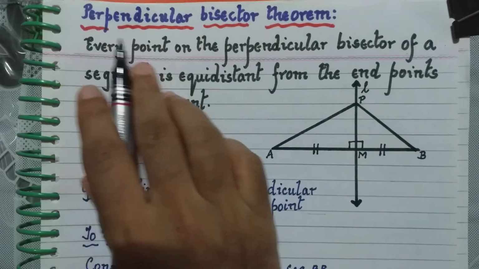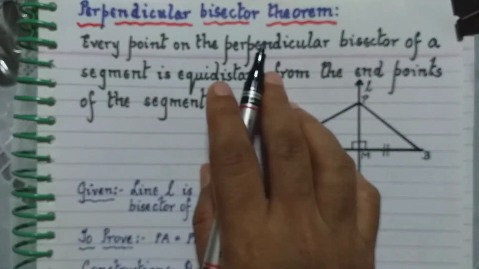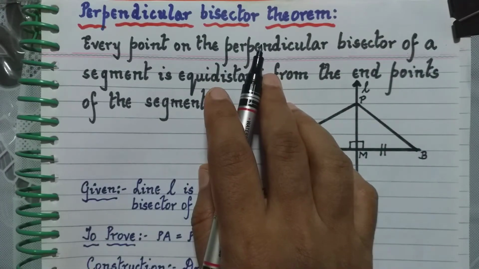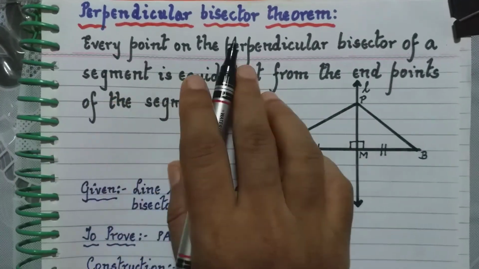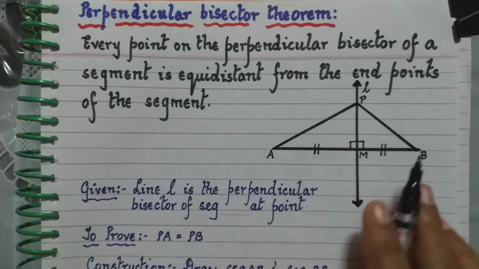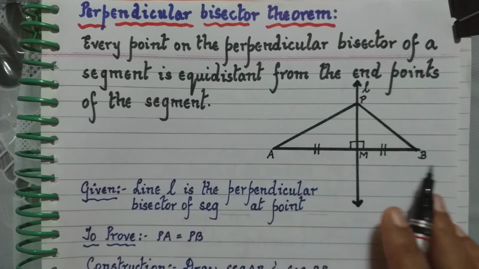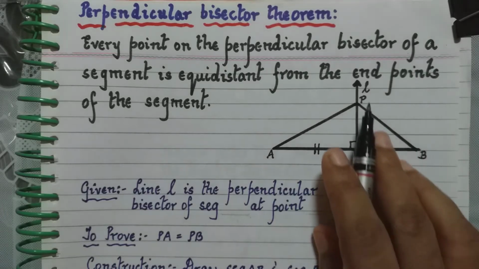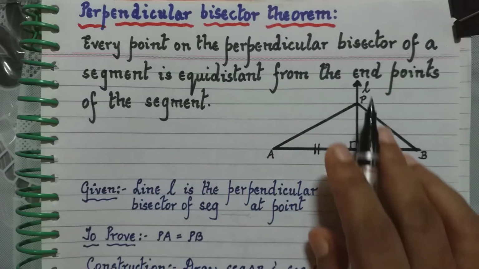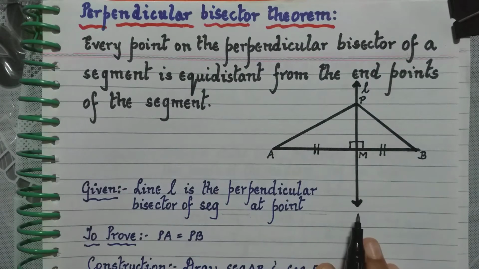Now first let us understand what is the meaning of perpendicular bisector. Now, perpendicular bisector is usually of a line segment. Now, if you see here, the line segment is AB. Now, which can be the perpendicular bisector here? It can be the line L.